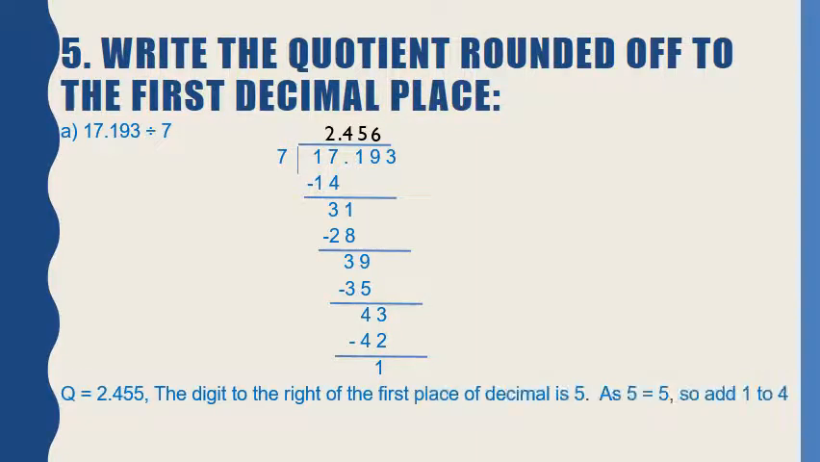Now children, in this question, since we have to round off the quotient to the first place of decimal, we will see what is the digit at the first decimal place. Well, it is 4, and the digit to the right of the first place of decimal is 5. As 5 is equal to 5, so we will add 1 to 4. We will drop all the digits to the right of the rounding place, and therefore our answer will become quotient is equal to 2.5.